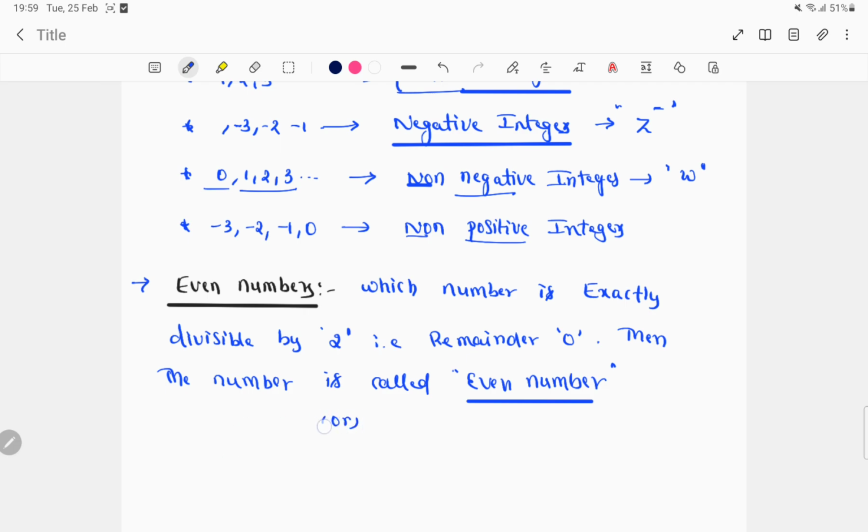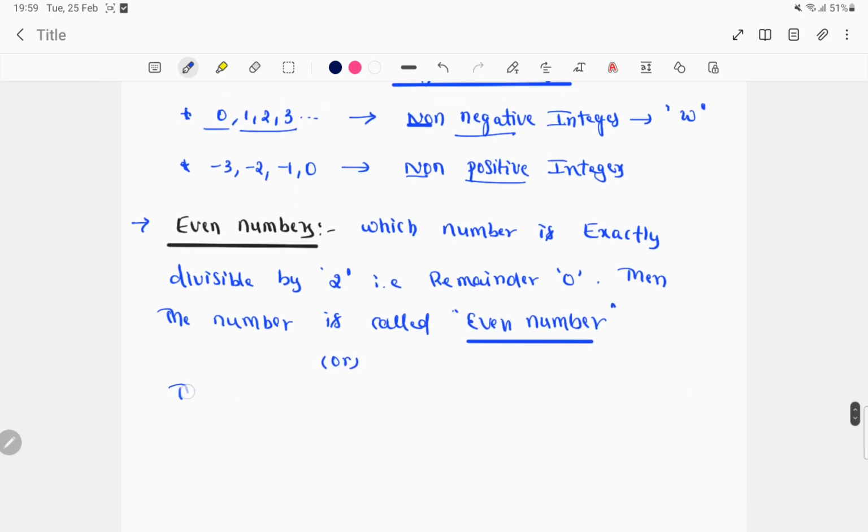Or one more definition we have. A number whose unit digit ends with 0, 2, 4, 6, 8 is called an even number. For example, 12 ends with 2, so it is even.